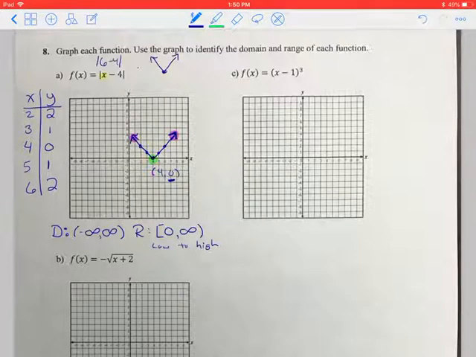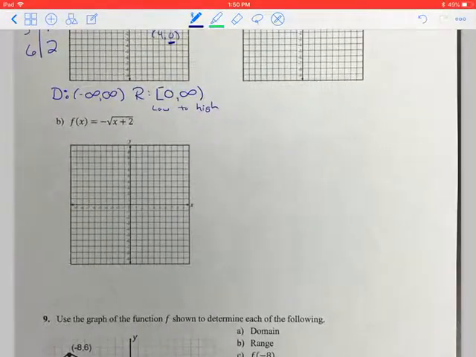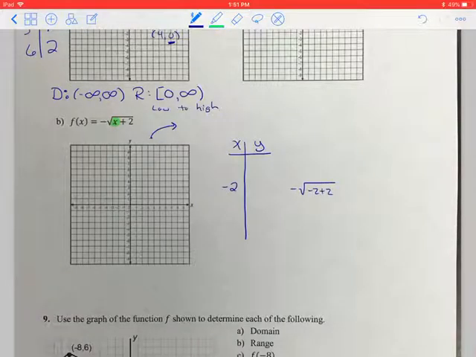All right, so let's look at part B. Now this one's a square root. So I know a square root has a shape something like this. So this one's a little trickier to pick values for. I want to do kind of what I did on the last one. I want to think about what value of x would make me get 0 under my square root. And that's going to be a negative 2. I'm going to put that kind of in the middle. So if I did negative times the square root of negative 2 plus 2, that would be negative times the square root of 0. That would be negative 0, which is just 0.